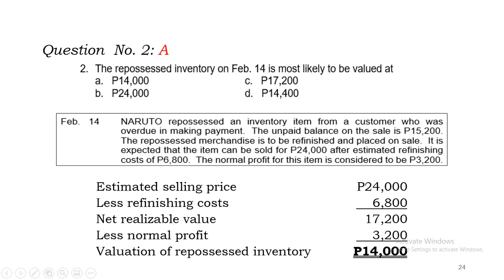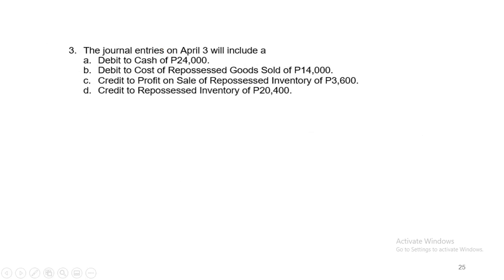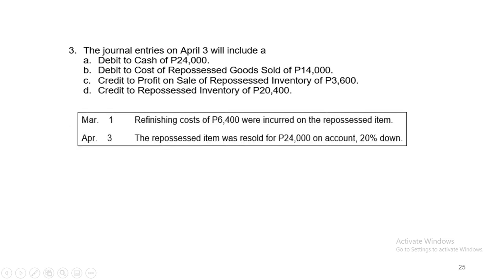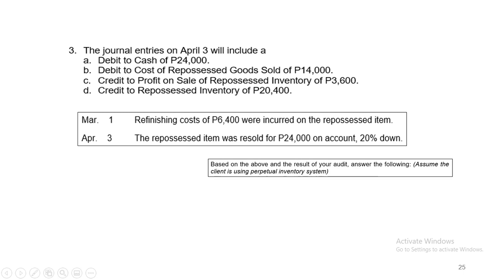Okay, now for number 3. The journal entries on April 3 will include A. Ayan. So, April 3, ano pala yung transaction? This one. The sale of the repossessed item. But take note, we must also include the March 1 transaction. That's because it will affect the recording for April 3. Ayan. And take note also that the company is using perpetual inventory system.